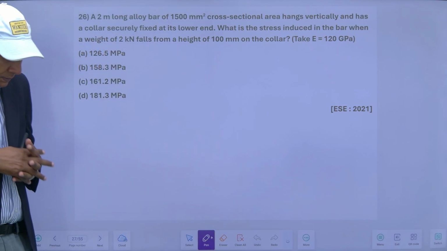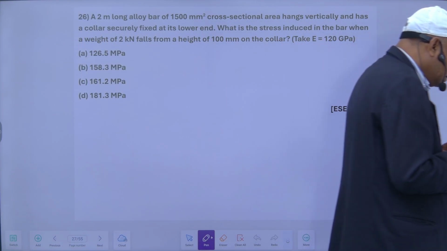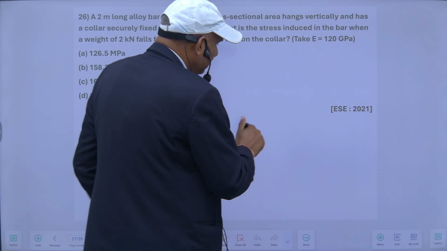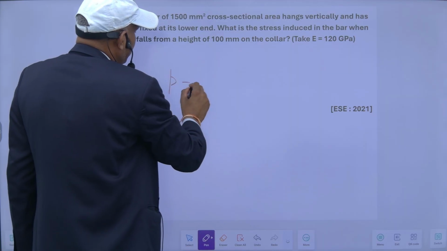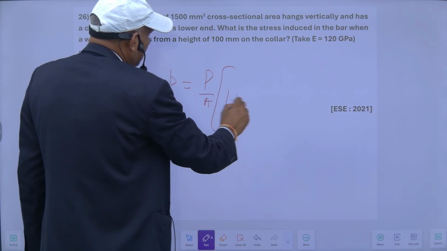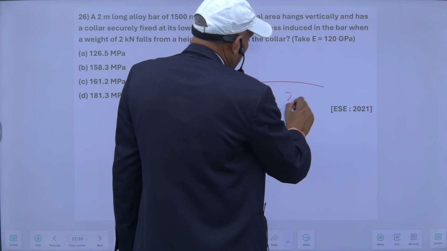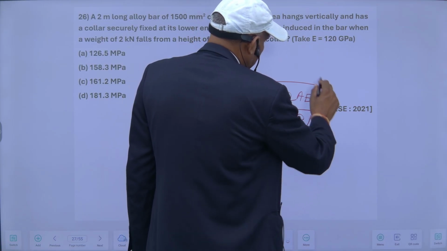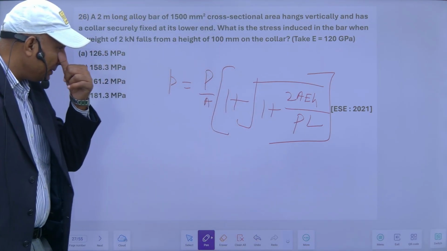So in case of a free fall or impact loading, the formula of the stress is P upon A into 1 plus square root of 2AEH upon PL. So this is the formula in this case, as I explained.